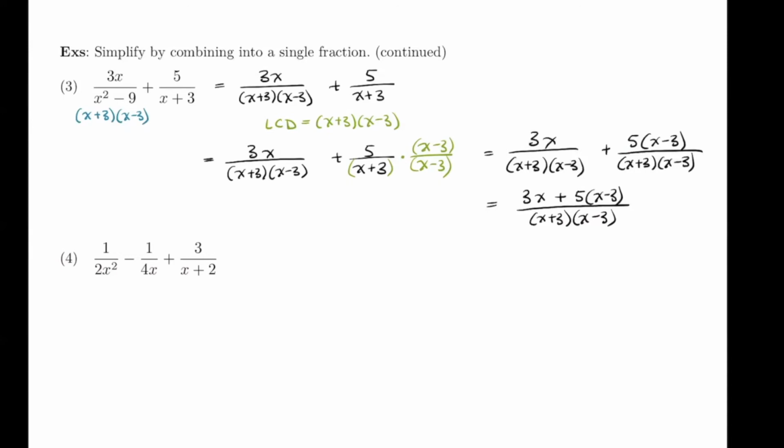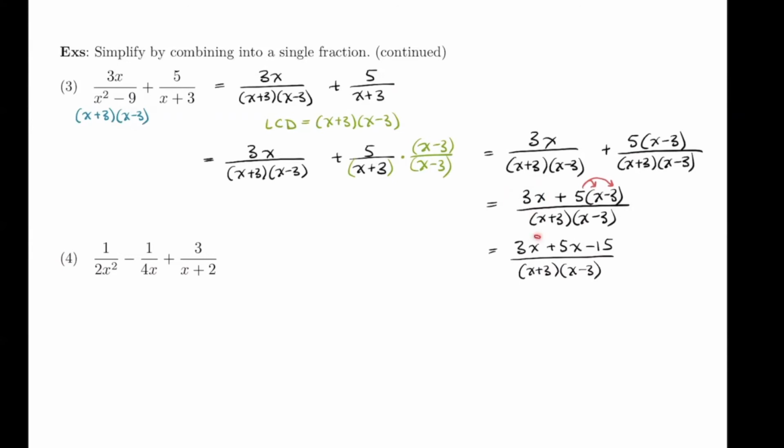Normally that means distributing anything in parentheses and trying to see if you can combine any like terms together. So in this case, if we were to distribute this 5 into the x and the minus 3, we will be able to combine like terms with the 3x. When we do that, we will get 3x plus 5x minus 15. Again, that is all over that same denominator, x plus 3 times x minus 3.